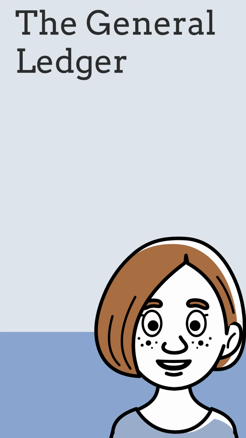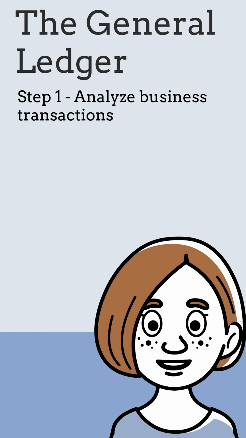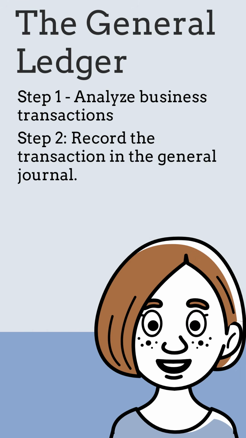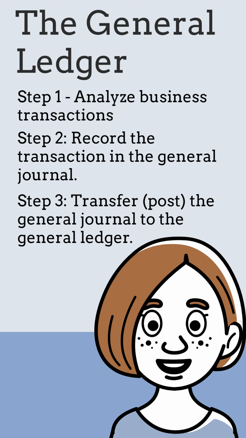How does the accountant use the general ledger? First, the accountant analyzes the business transaction with the help of the accounting equation or T-account. Then, in step 2, the accountant records the transaction in the general journal. Then, in step 3, the accountant transfers the general journal entry to the general ledger with a process called posting. During the posting process, each line from the general journal is transferred to the accounts that are listed in the general journal. Let's practice this concept with the help of an example.